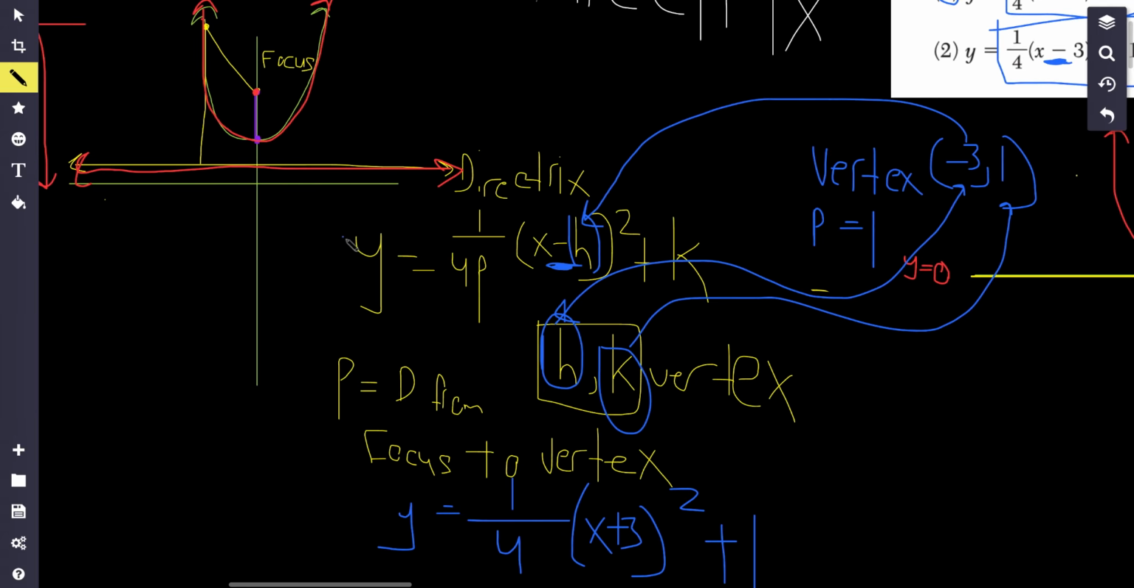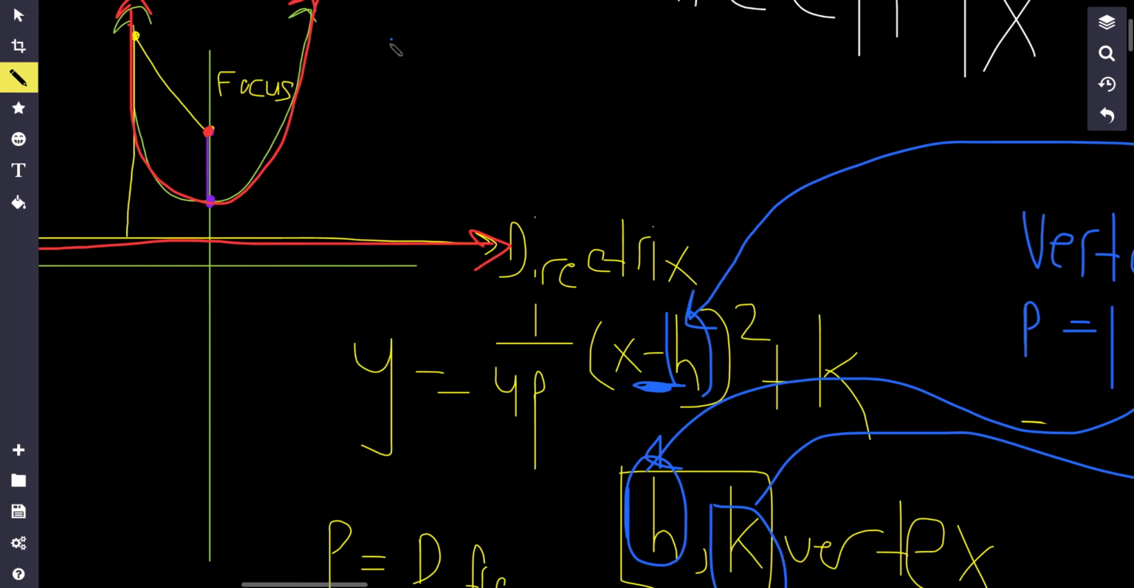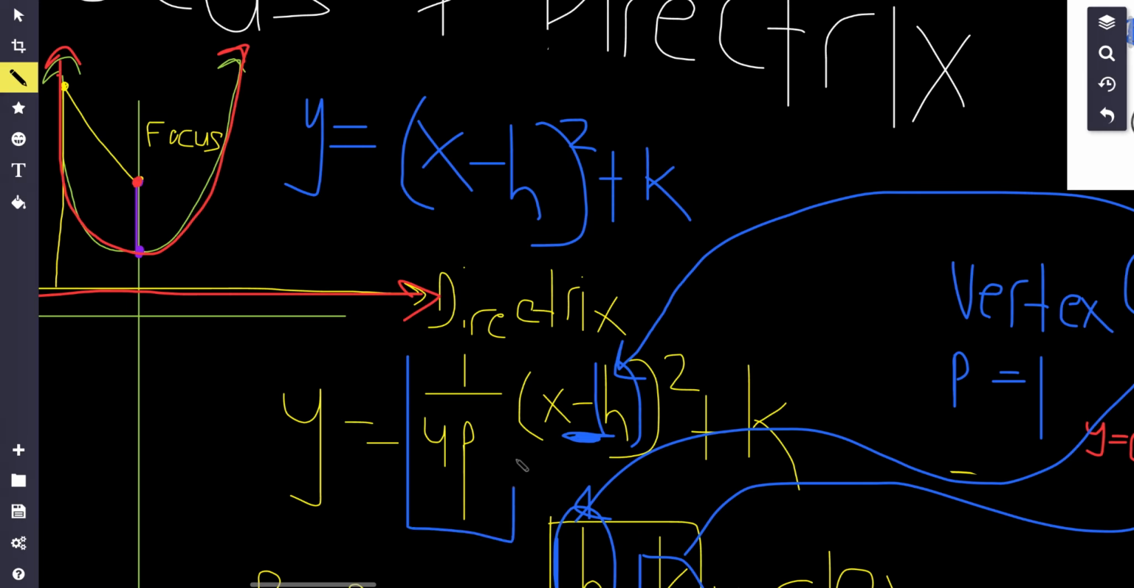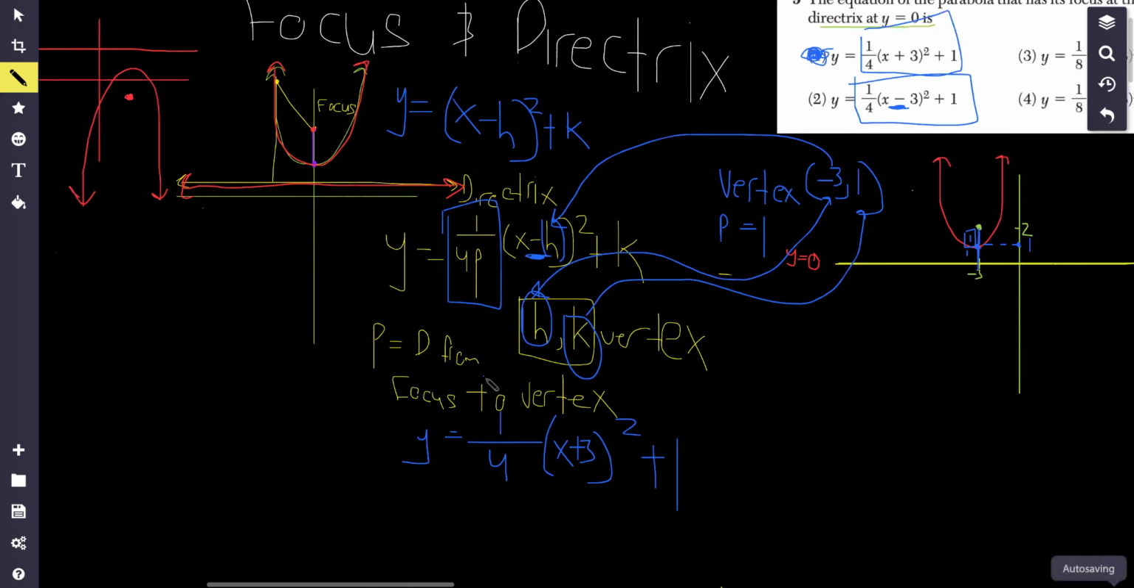Also notice that the formula for a parabola is very similar to the vertex form of a parabola, y is equal to x minus h squared plus k. So if you remember the vertex form for a parabola, all you have to memorize is 1 over 4p, and then you got it. Okay?